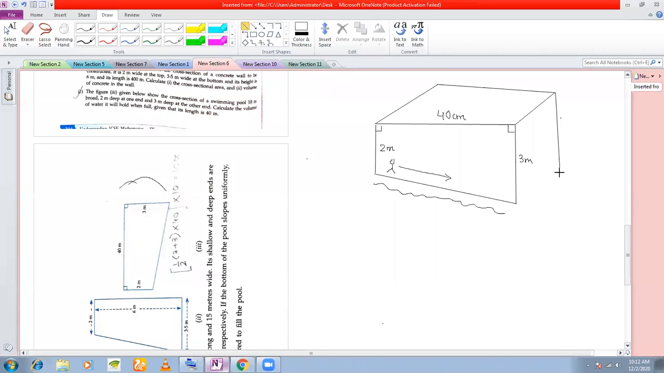You understood what I'm trying to tell you? Swimming pool looks something like this. Yes, sir. So it is 10 meters broad here. This length is 10 meters. So the cross section of the swimming pool is this part.